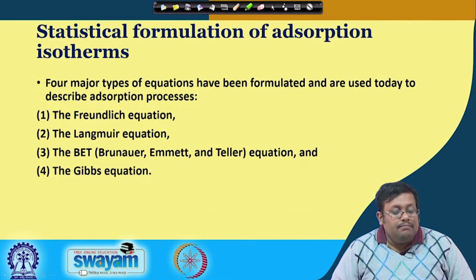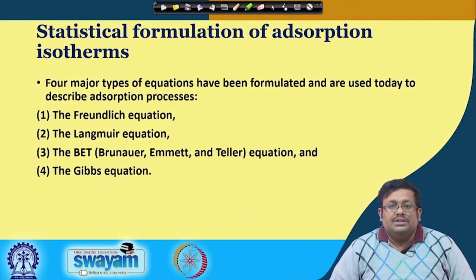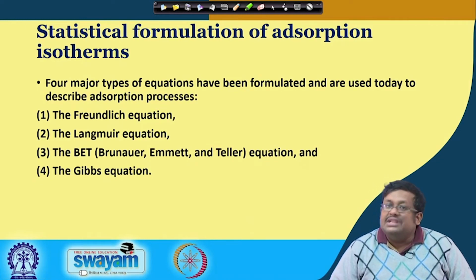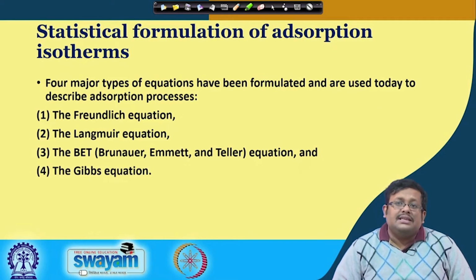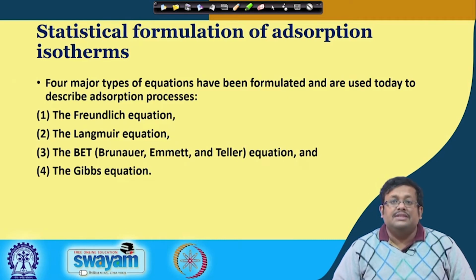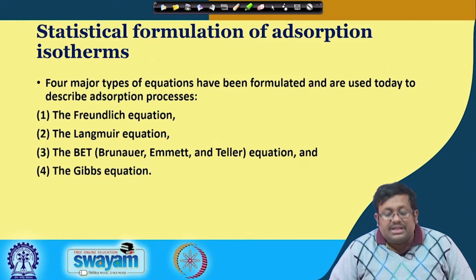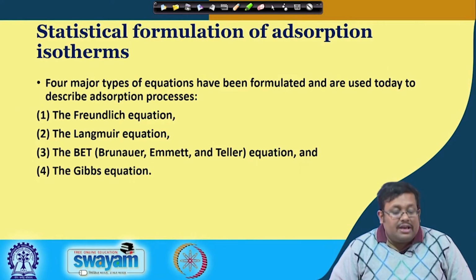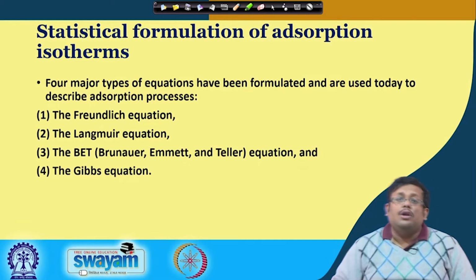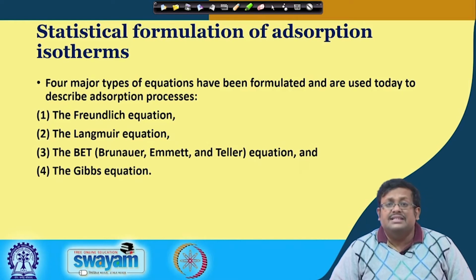So, we covered the basic curvature and basic shape of adsorption isotherms with S type, L type, C type and H type. Let us see what are the different statistical formulations of adsorption isotherms, or in other words, what are the different statistical models of adsorption isotherms. So, 4 major types of equation have been formulated and are used today to describe the adsorption process. These 4 equations or models are the most common forms of adsorption isotherms which scientists use nowadays.